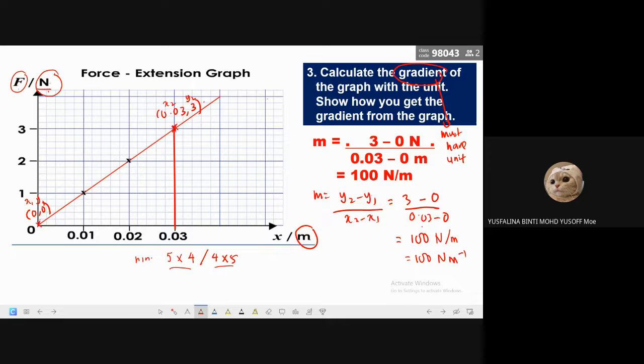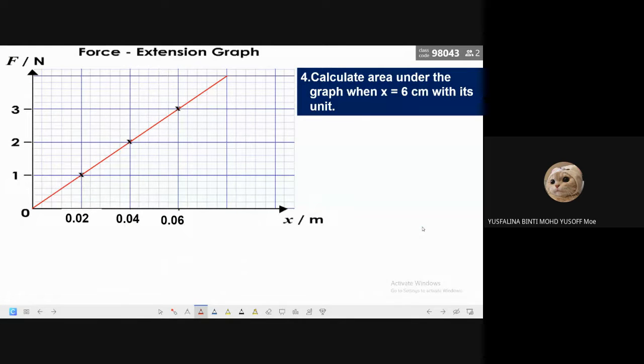Remember this one, I also guide you to answer for paper 3. Whether paper 3 or paper 2, you must have the unit. In paper 2, they ask you to find the gradient because the gradient for the force against extension graph has a meaning. What does the gradient mean here? So they ask you to calculate the gradient. You have to know how to make a triangle, you have to label, and then you must have the unit.